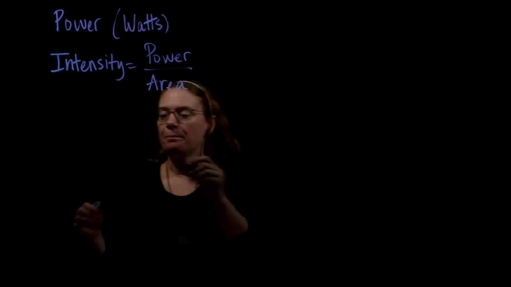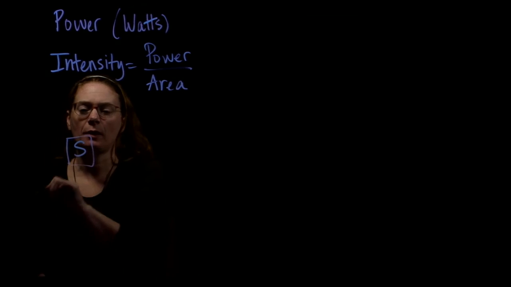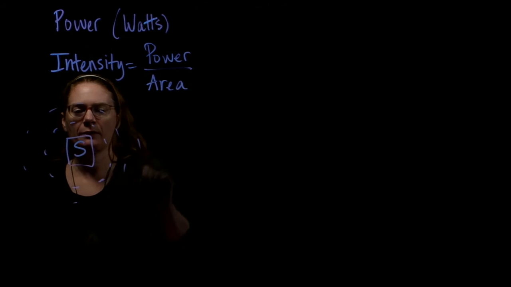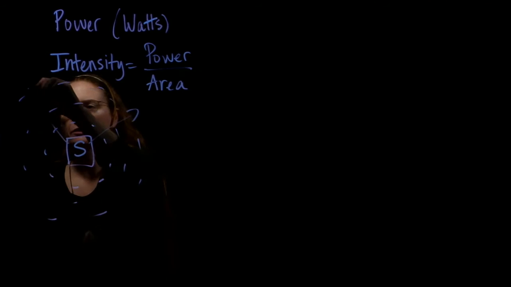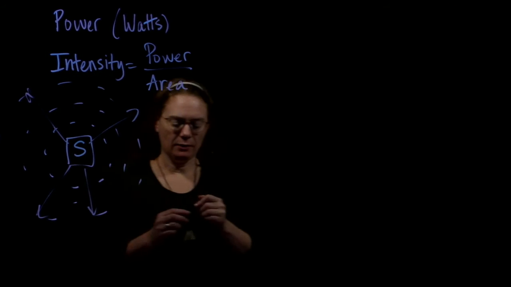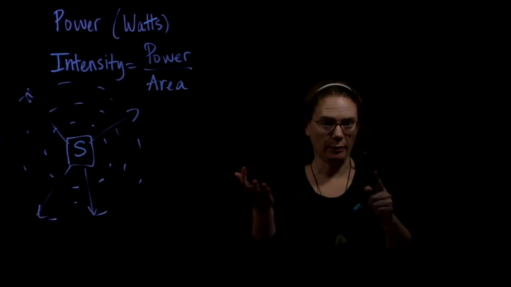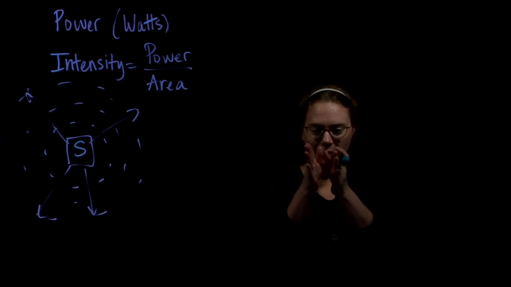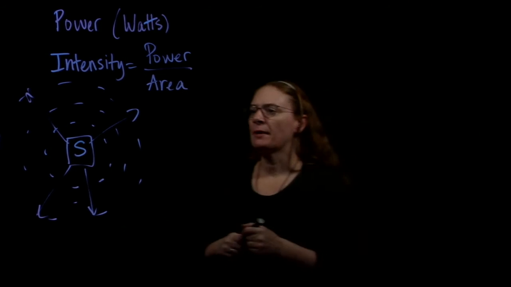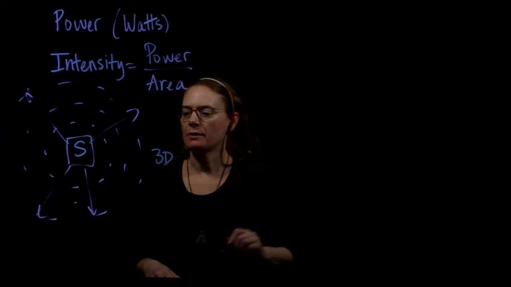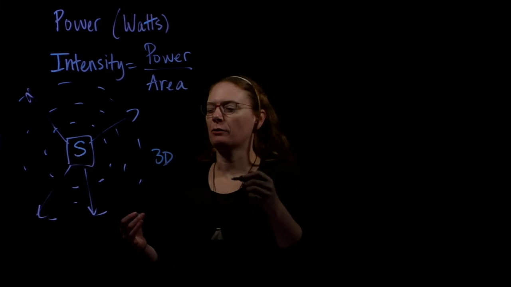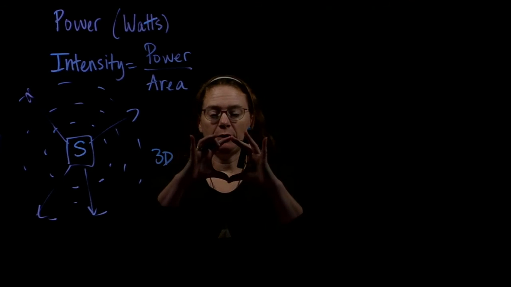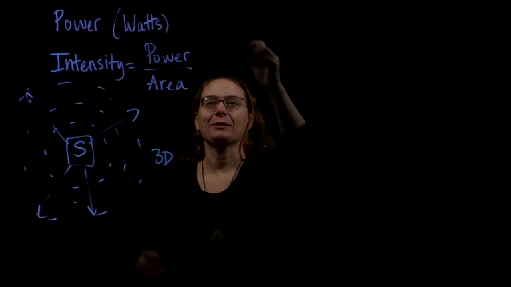So with sound, what would the area be? I have a source of sound here, a speaker or something, and it's sending out sound waves in all directions, right? Is that a one-dimensional, two-dimensional, or three-dimensional wave? Well, does sound go in one direction, two directions, or all directions? All directions. Sound is a 3D wave. So what is the area associated with three-dimensional? It would be a sphere. So circle for 2 dimensions, sphere for 3 dimensions.